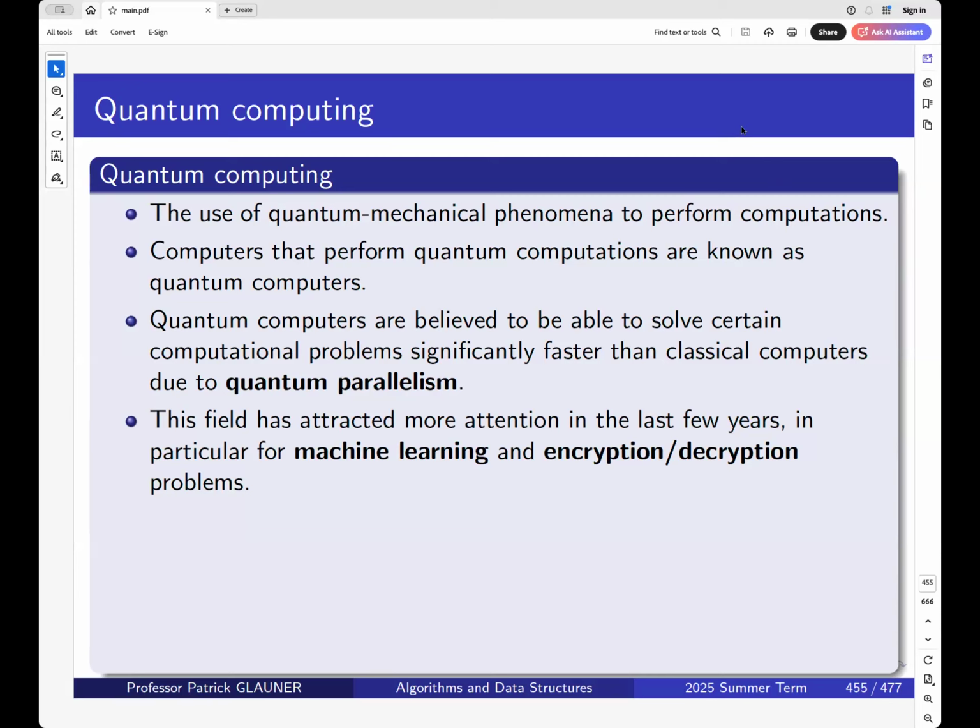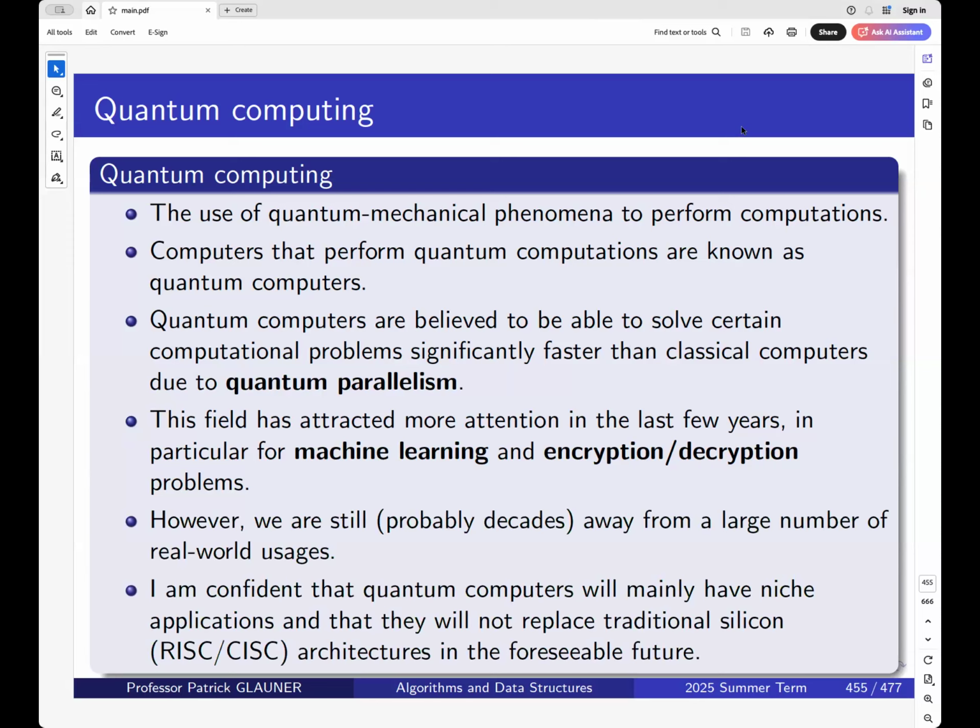And the good thing is, the initial theories around quantum computing were established in the 1980s. Today, we have real quantum computers available. They may be limited, but at least we can run some computations nowadays. I personally think that we probably still need decades until we get larger quantum computers that address more and more real-world usages.